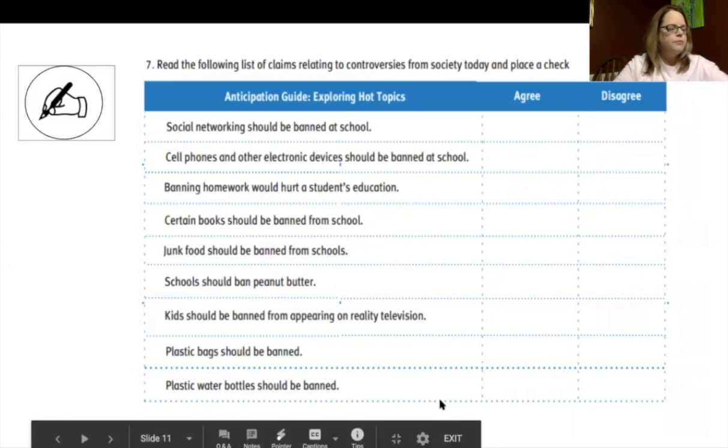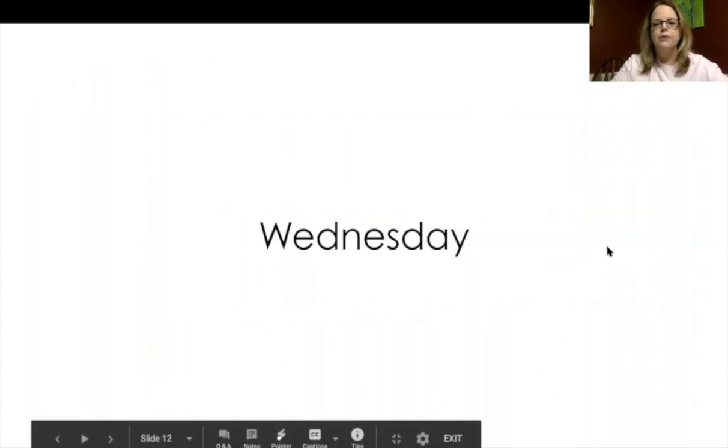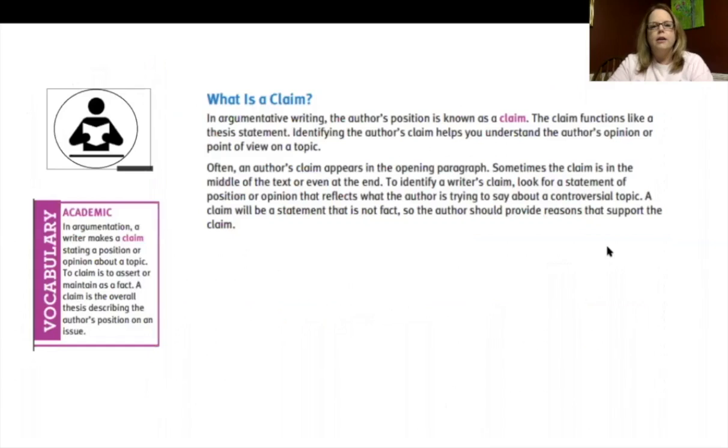All right. The next day is Wednesday. And on this day, we talked about what is a claim. A claim in argumentative writing is the author's position, and it is known as the claim. And the claim functions like a thesis statement. Identifying the author's claim helps you understand the author's opinion or point of view on a topic. And often the author's claim appears in the opening paragraph, but every once in a while they'll put it in the middle or sometimes even at the end.